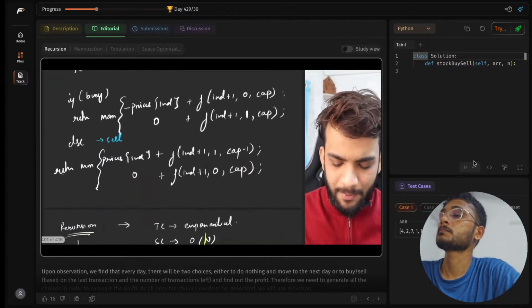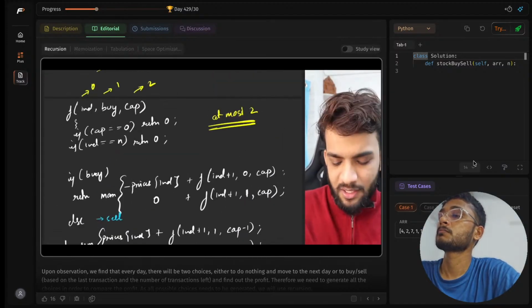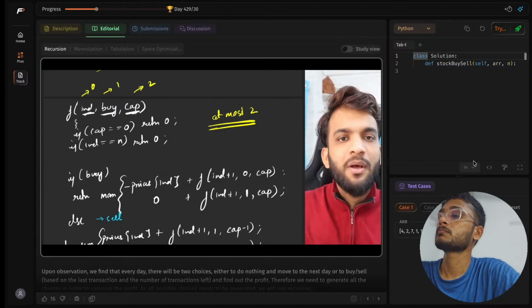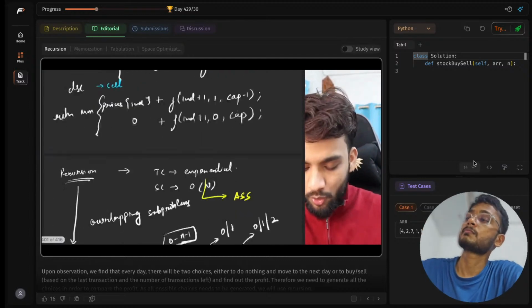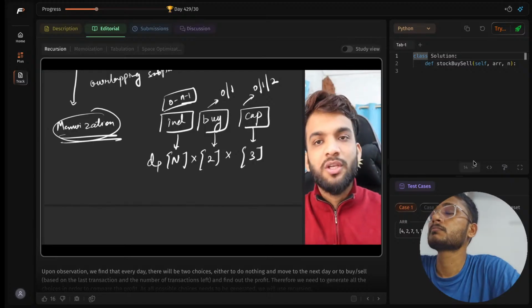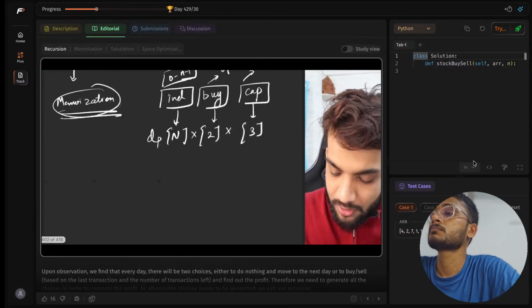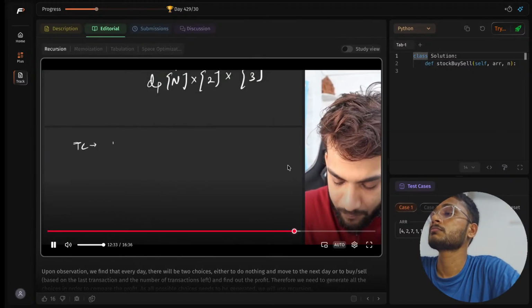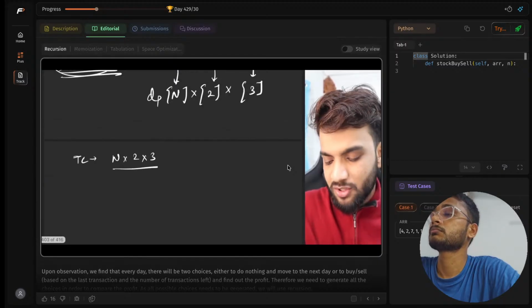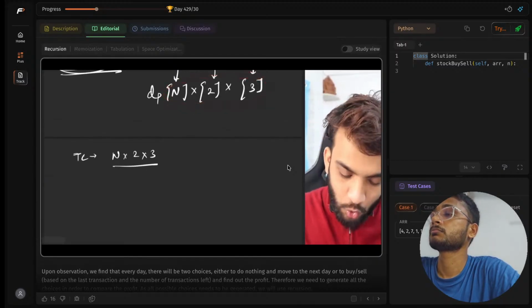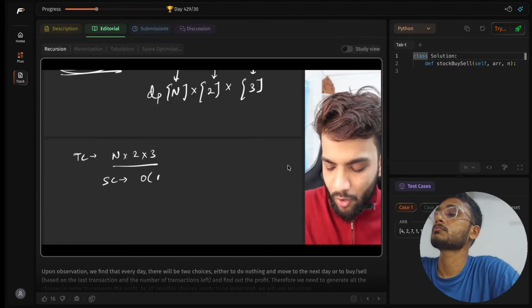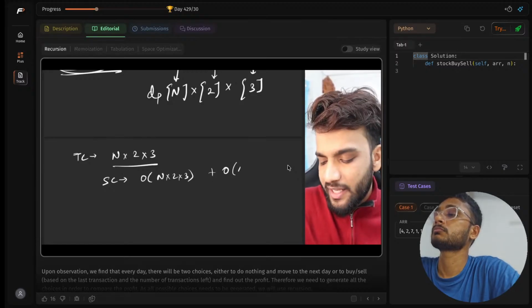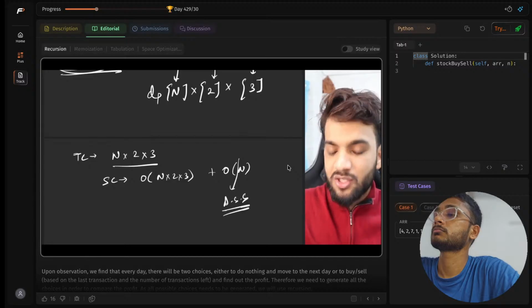If you're able to do this, you will be able to code this up. Now, this is kind of a 3D DP, you can call it. Just make sure you memoize in terms of index, buy, and cap before returning. That's what you need to do to convert this into a memoization solution. The time complexity will be n cross 2 cross 3, and the space complexity will obviously be n cross 2 cross 3 plus the auxiliary stack space of the recursion.